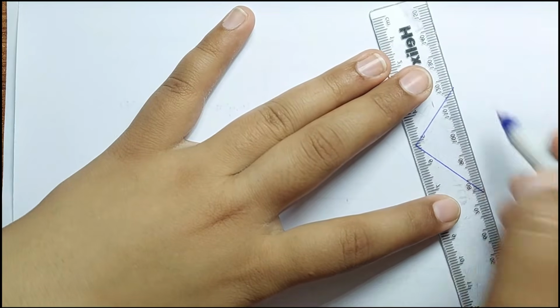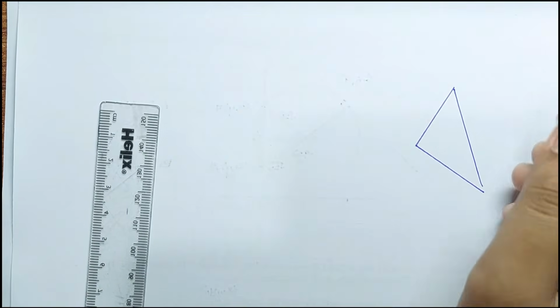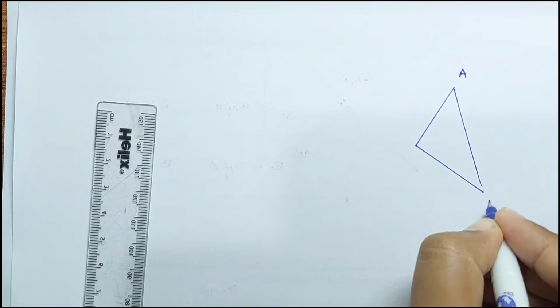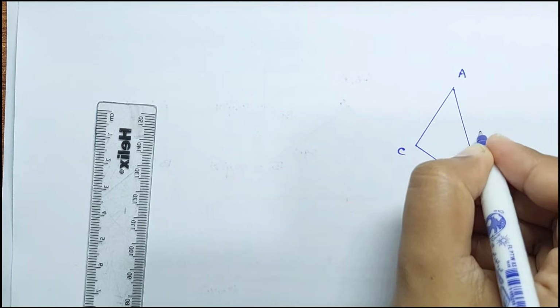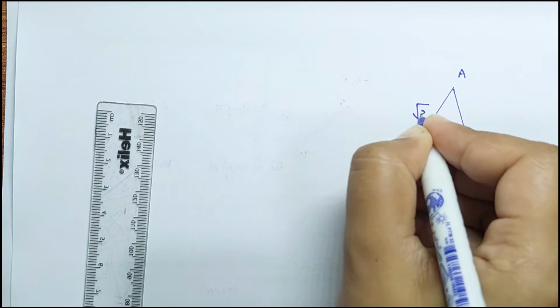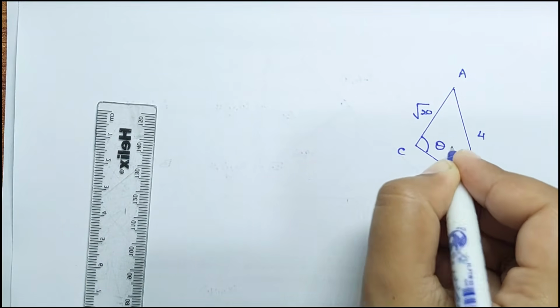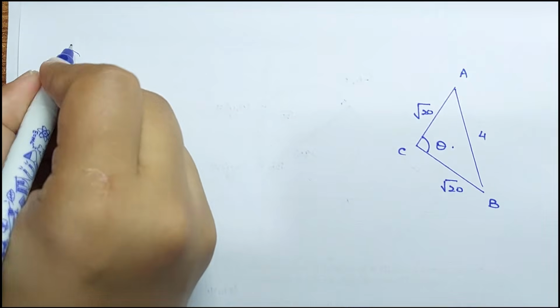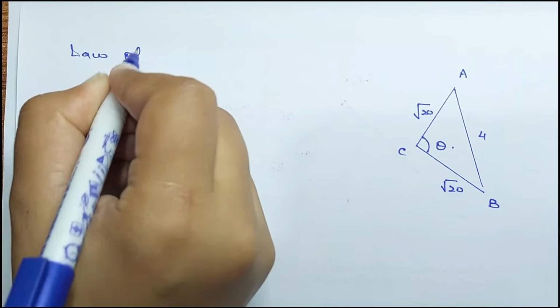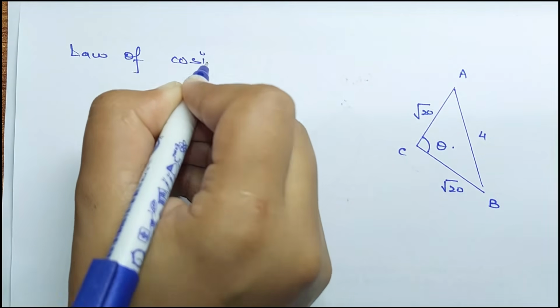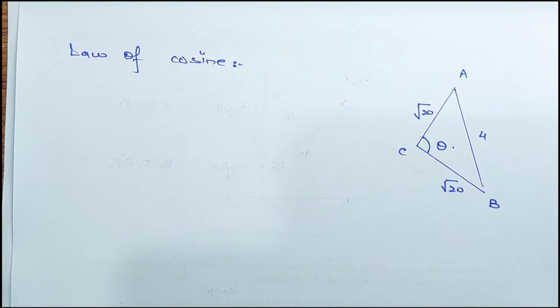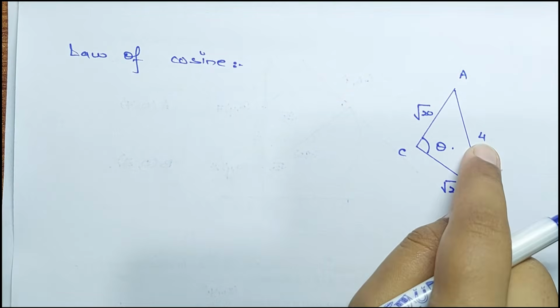Okay, let me say this is A, this is B, and this is C. This is 4, this is root 20, this is root 20, and this is theta that we have to work on, right? Apply law of cosine. Okay, so we have to find this theta and its front side.